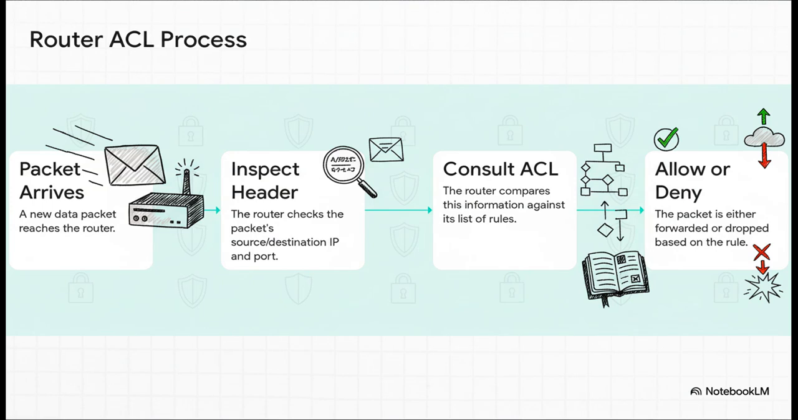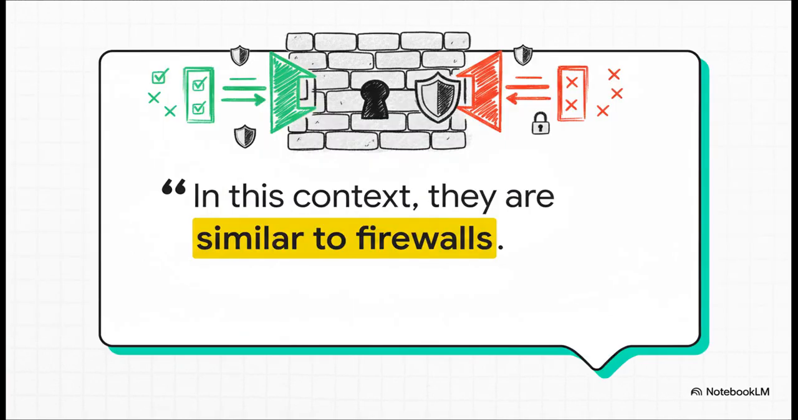The whole process is incredibly fast and simple. A packet shows up, the router glances at its address info, it checks that info against its ACL, its rulebook, and based on the very first rule it matches, it either forwards the packet along or just drops it right there. This happens millions of times every single second. Now, if that whole process of checking and filtering traffic sounds a little familiar, well, it should. A network ACL that's controlling the data coming in and going out is, for all intents and purposes, a firewall. It's one of the most fundamental building blocks of all of network security.